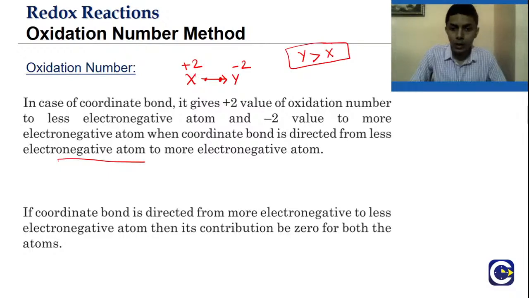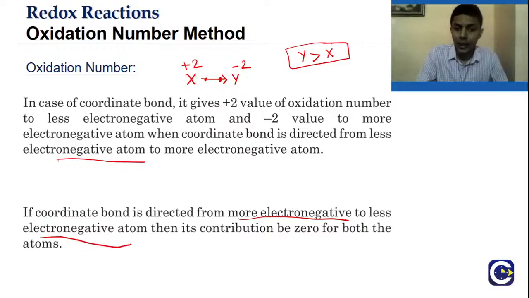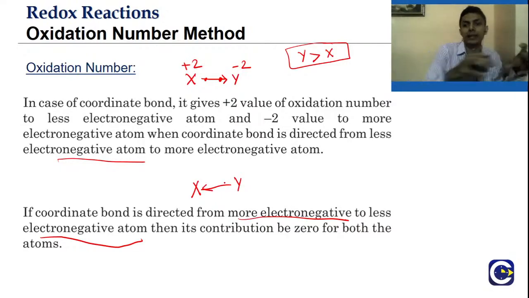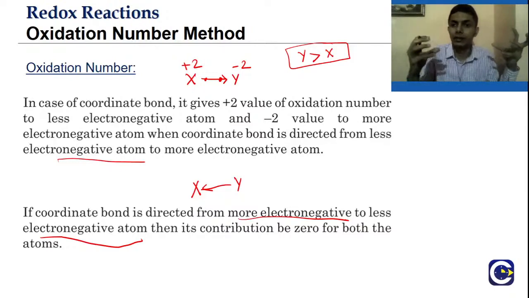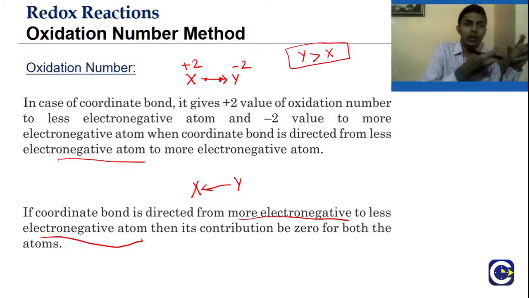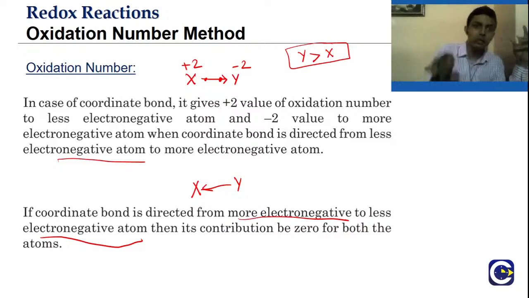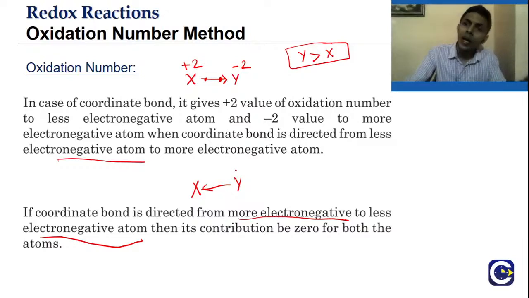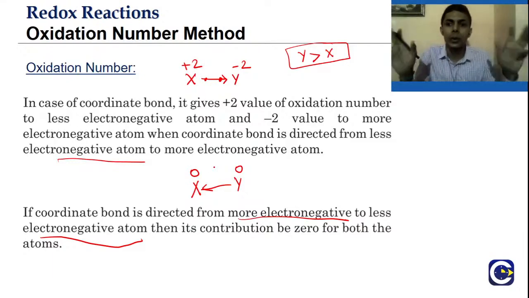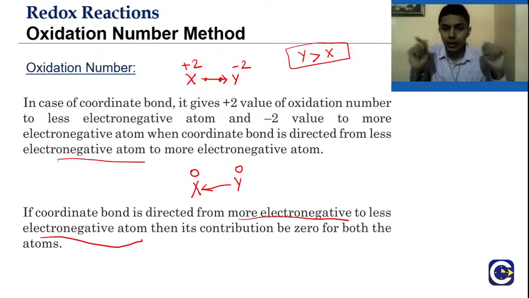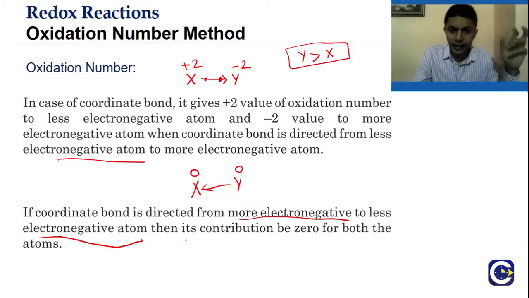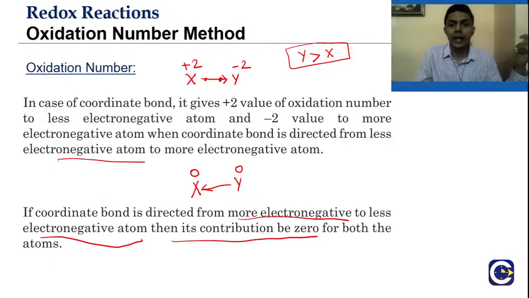If the coordinate bond is directed from the more electronegative to the less electronegative atom, so let's say in this case, in place of X giving both, Y gives both to share with X. Then what will happen? Y is more electronegative, isn't it? Y is more powerful, so it will not allow X to take anything. Even if it gives both, it originally belongs to Y only, and Y has the power to take it back. The oxidation number in that case will be 0. Got it? So its contribution will be 0 for both the atoms.